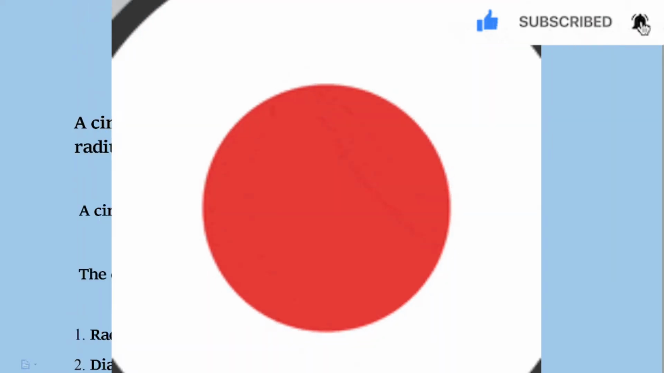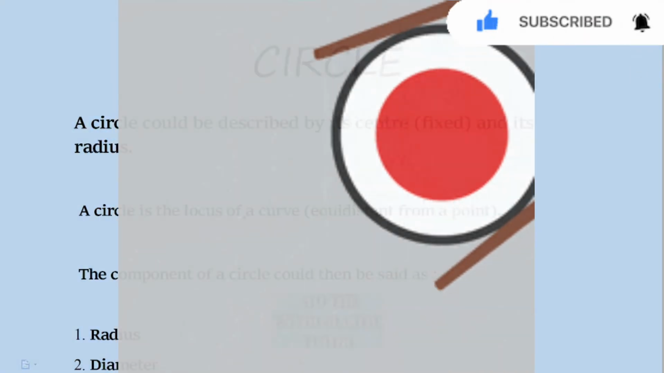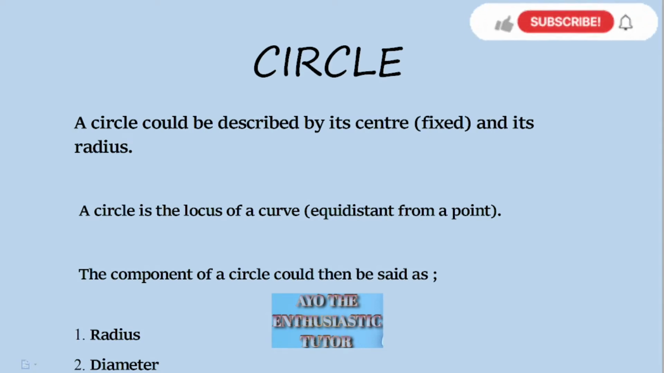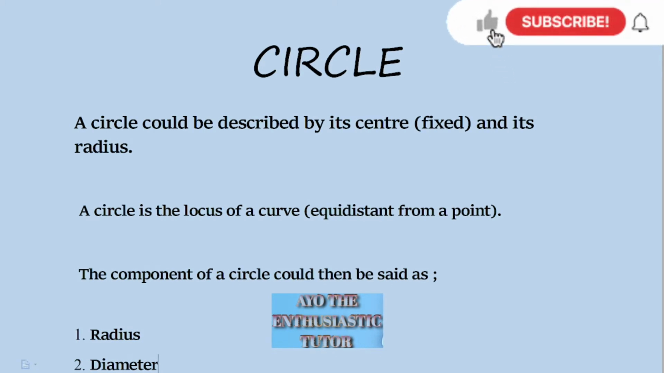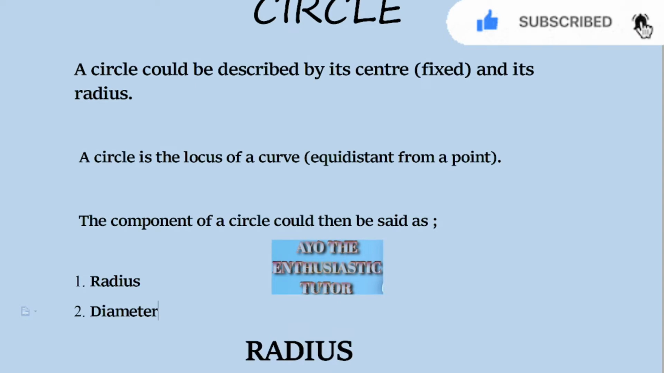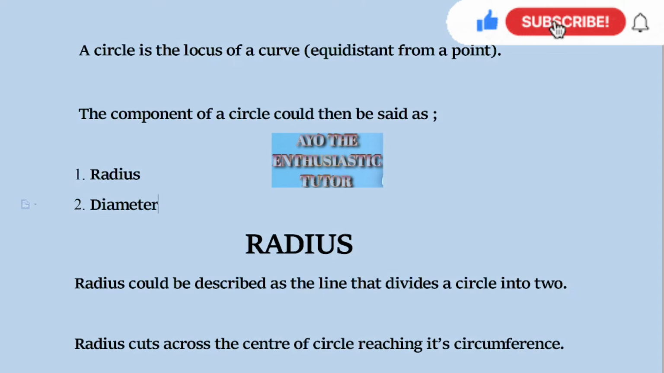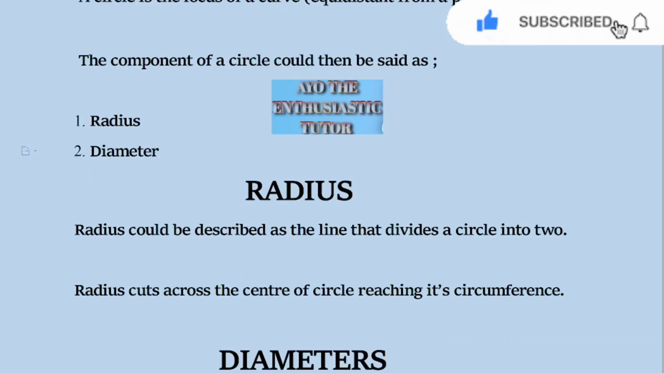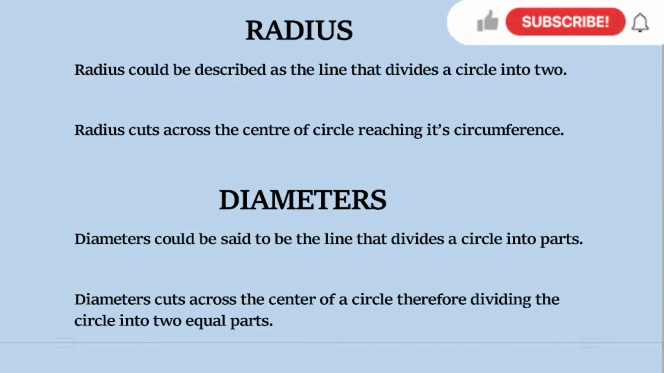So we have circle. A circle could be described by its center as fixed and its radius. Now a circle is the locus of the curve, equidistant from a point. The components of a circle could be said to be radius and diameter. What is a radius? Radius could be described as a line that divides a circle into two. Radius cuts across the center of a circle, reaching its circumference.